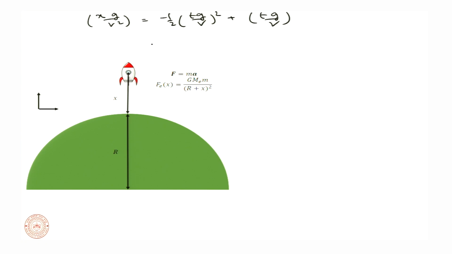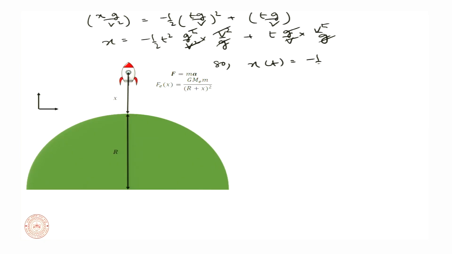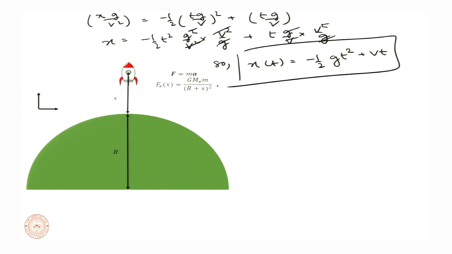Taking this g by v square to the right hand side, we will have x equal to minus 1 by 2 t square g square by v square into v square by g plus t g by v into v square by g. V square gets cancelled, g is remaining, v gets cancelled, g gets cancelled. So, x of t is equal to minus 1 by 2 g t square plus v t, and voila, we have our initial expression of the flat earth problem. So, this was our flat earth problem.